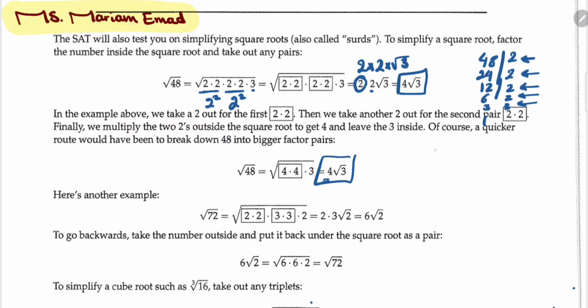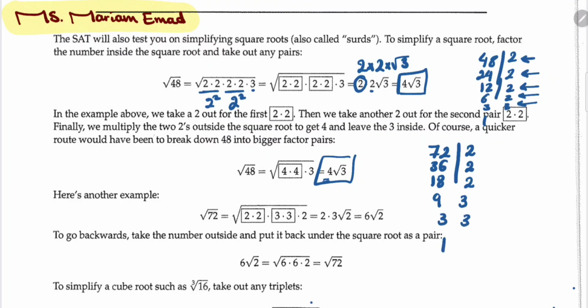Okay, so let's take another example, which is 72. Let's factorize 72. 72 divided by 2 would be 36, divided by 2 would be 18, divided by 2 would be 9, divided by 3 would be 3, and divided by 3 would be 1.